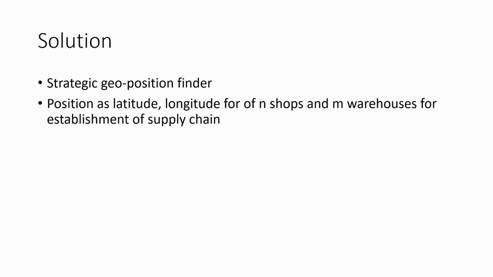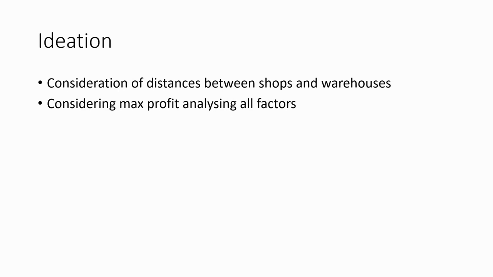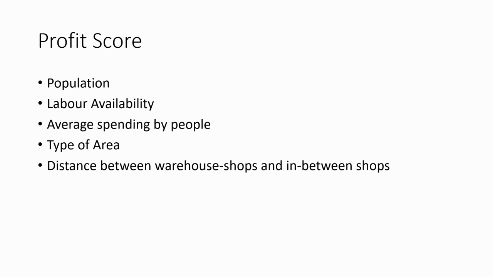So our solution which we are offering is a strategic geo-position finder. We use the latitude and longitude of n shops and m warehouses for establishing a supply chain. We get the M and N as the input from the user as the number of shops and number of warehouses they are trying to establish, and we find the optimal positions for both the shops and the warehouses. We consider all these factors while considering the profit.